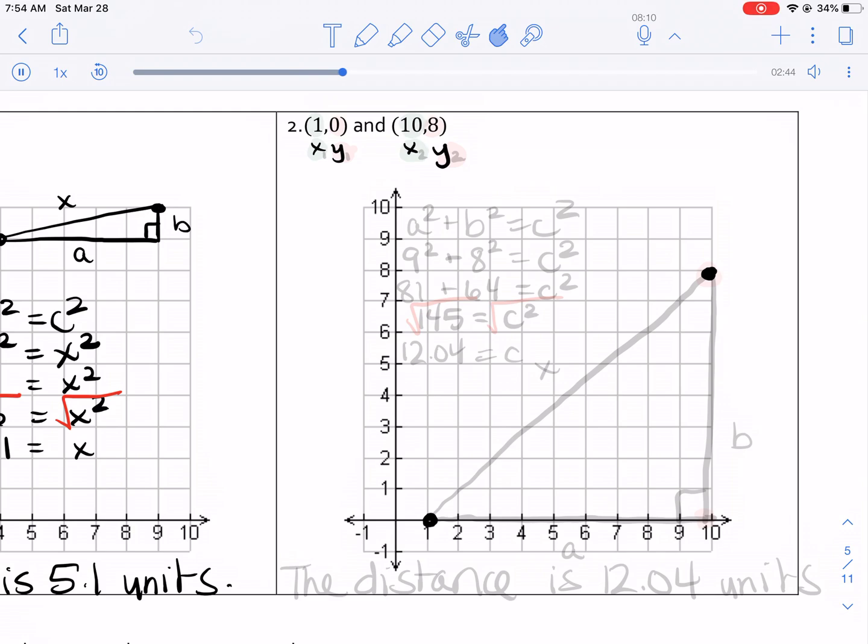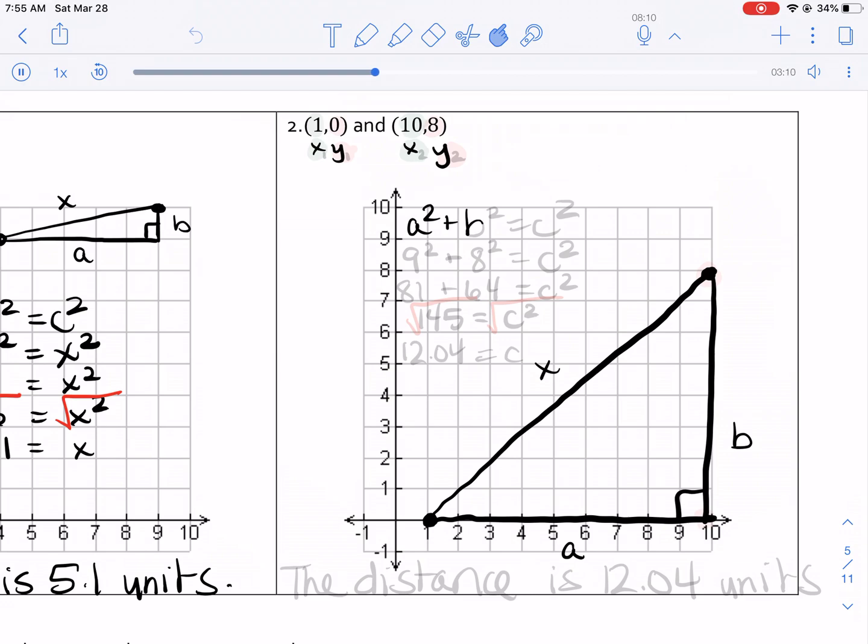Now, those points are a lot farther apart, which doesn't look quite as friendly, but we still want to find this distance right here. This is our x. And if you look, it still makes a right triangle like this. So here's my A, here's my B, and I'm going to go ahead and solve the Pythagorean theorem for x.